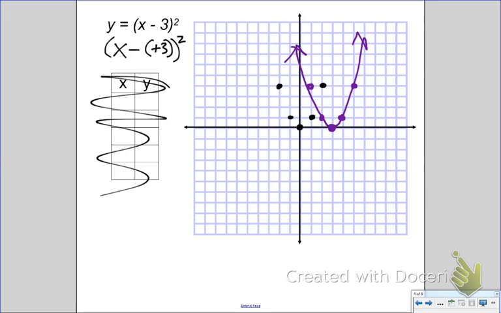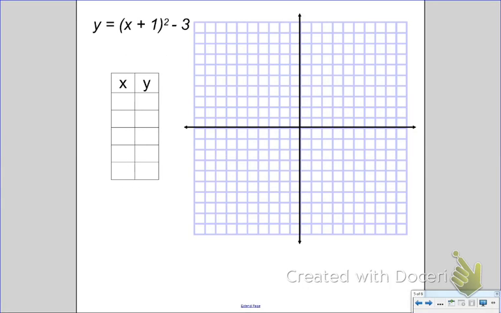All right, here's the next one we're going to look at. So write this one down. Again, we're not going to use the table. I don't want to use the table for these. I think it's easier without the table, so don't even worry about that.